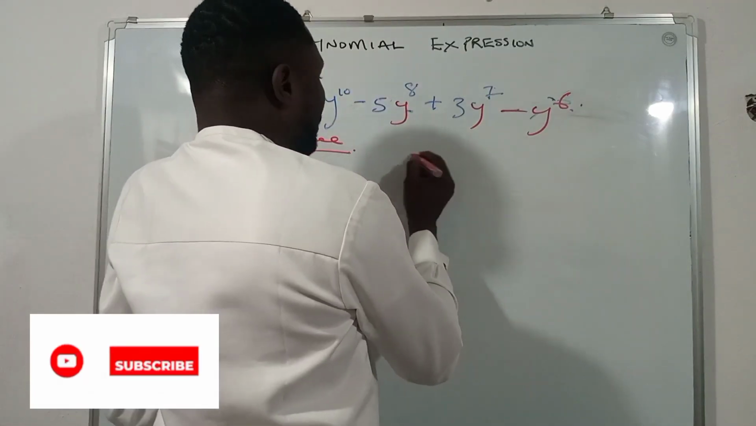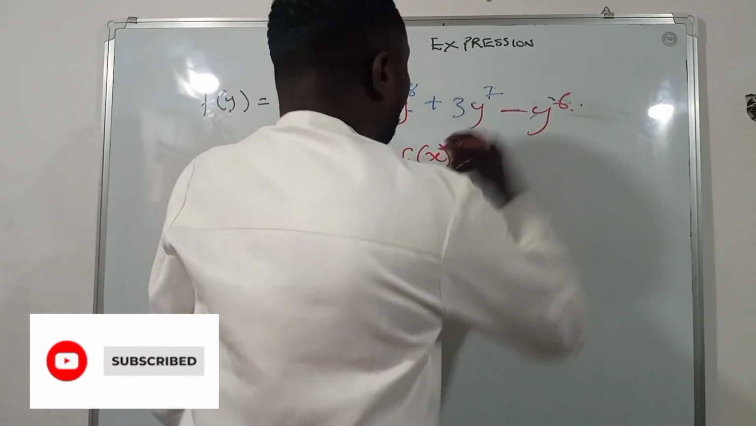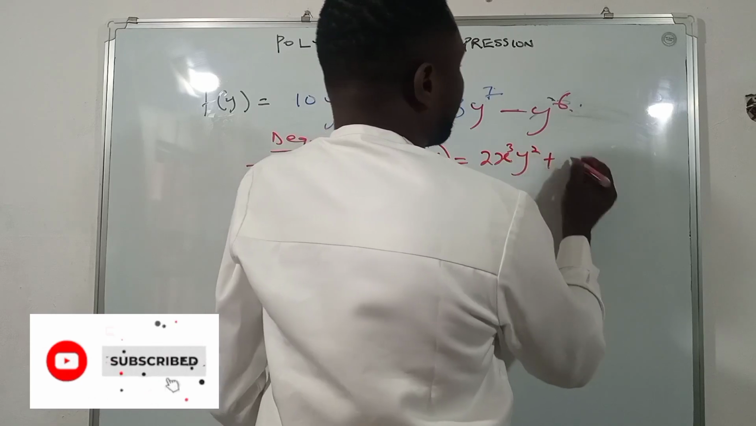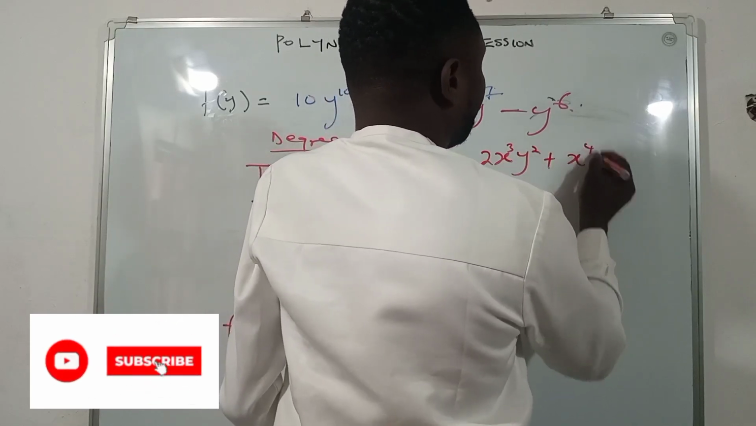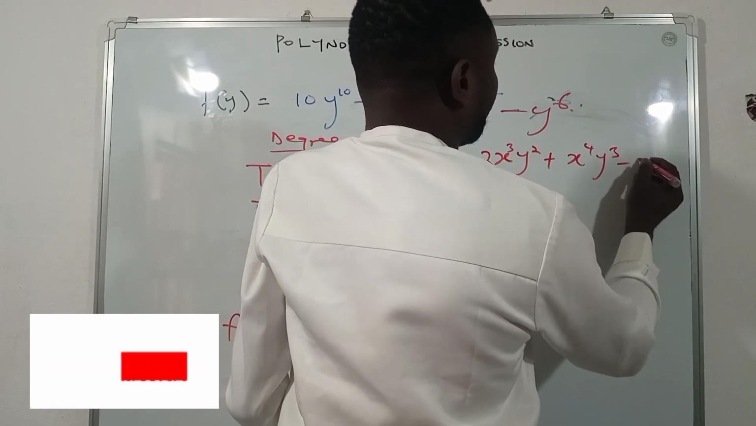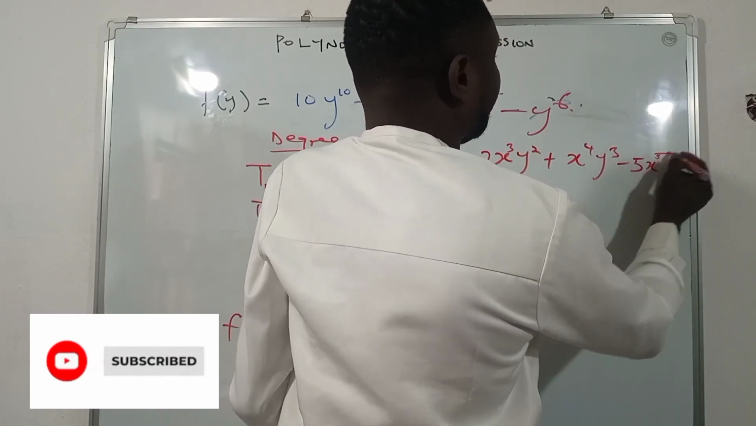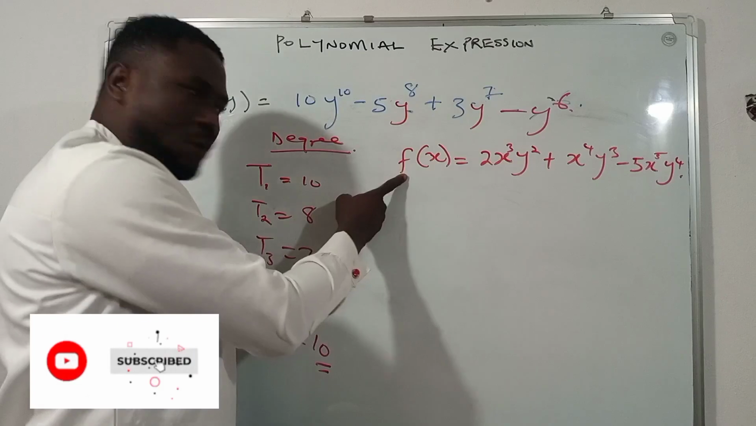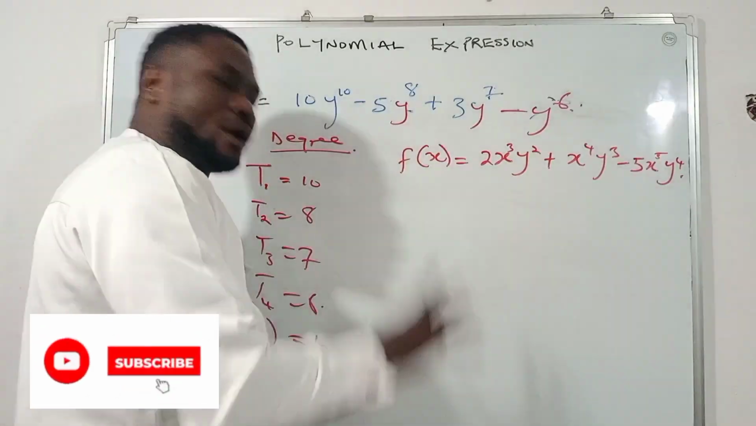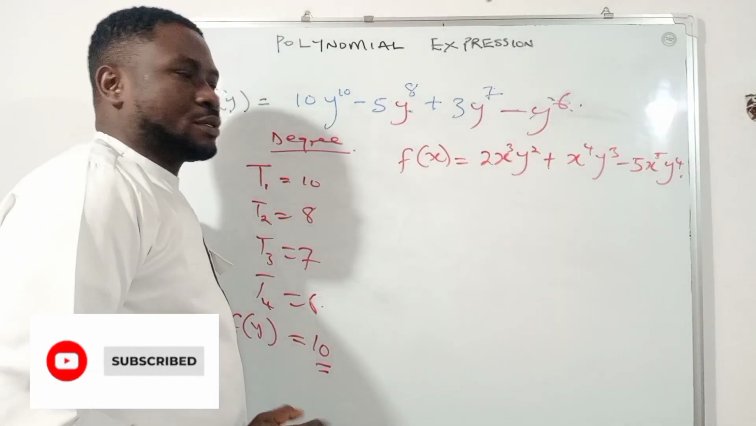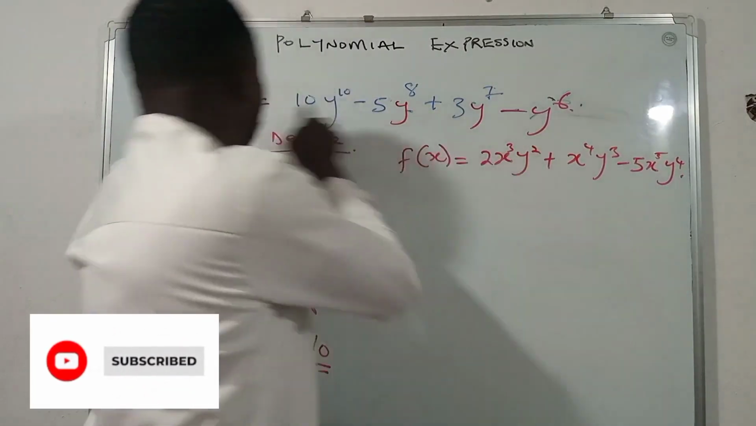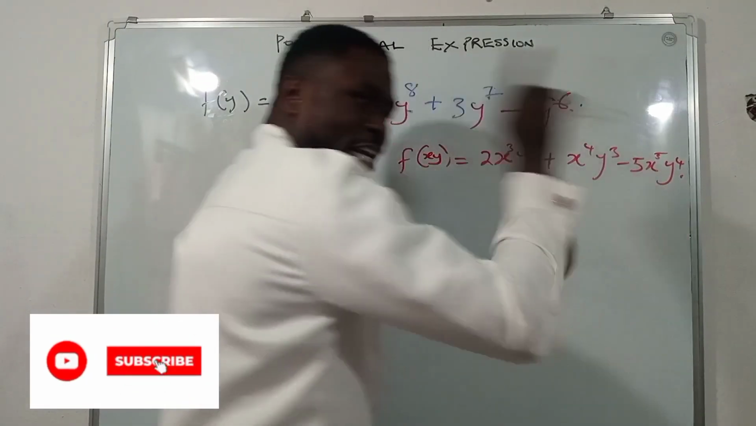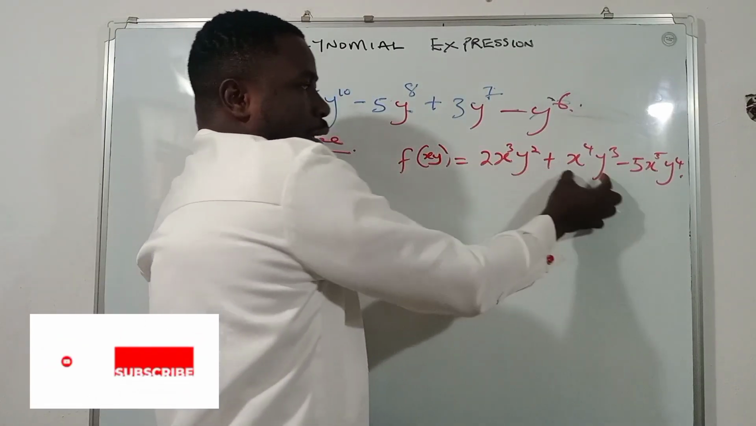Supposing we have f of x, y equal to 2x to the power 3, y raised to power 2 plus... now suppose this is another example. Now we want to find out the degree of each of the terms. See the difference between this one and this. This is defined as f of xy. That means the variables in that expression are x and y.